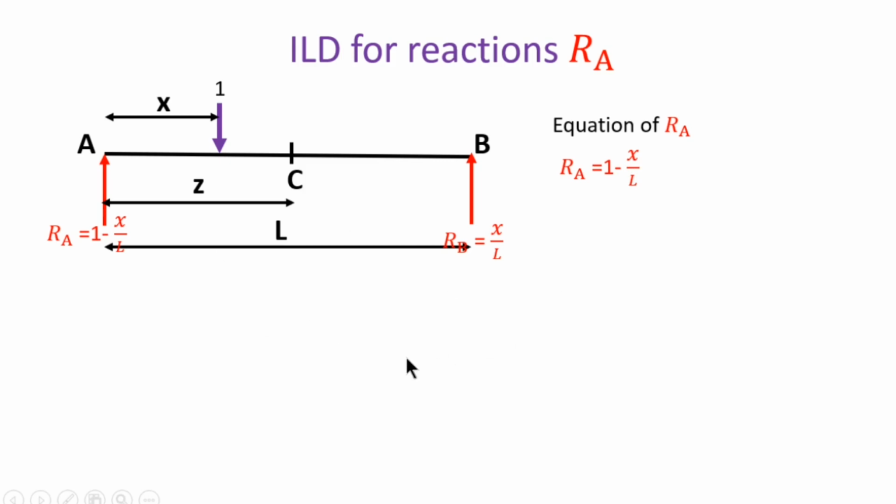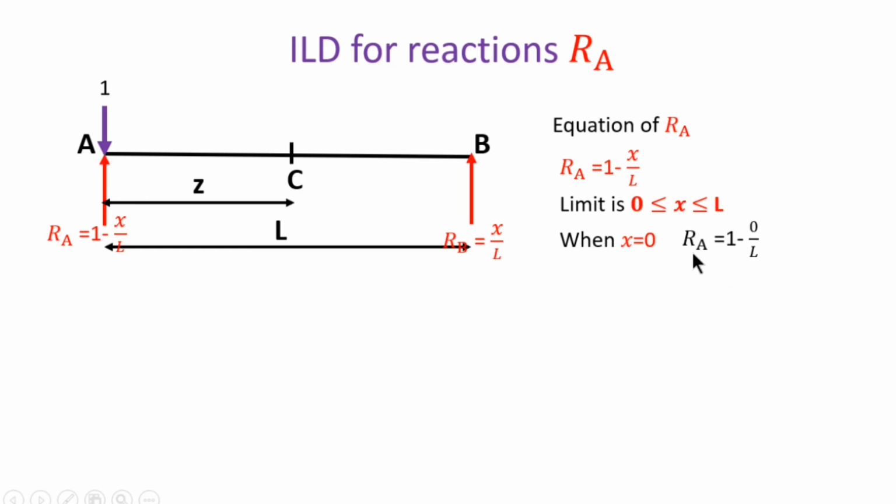Now here the limit. This load is moving from left to right throughout the span, that is from 0 to L. So here the limit is x greater than 0 and less than L. So put the limit first: when x equal to 0 in this equation of RA, it means this load is at 0, that is the unit load. So the equation here RA is equal to 1 minus, instead of x put 0, so 0 by L. So RA is equal to 1.